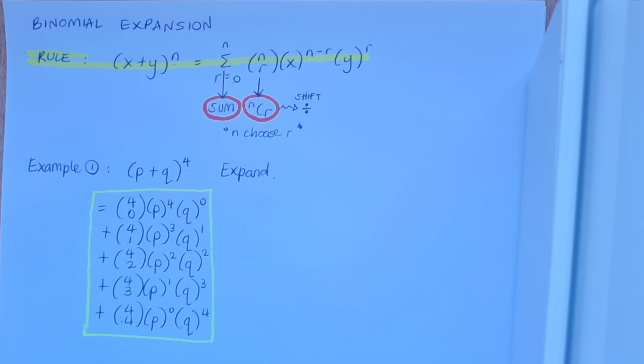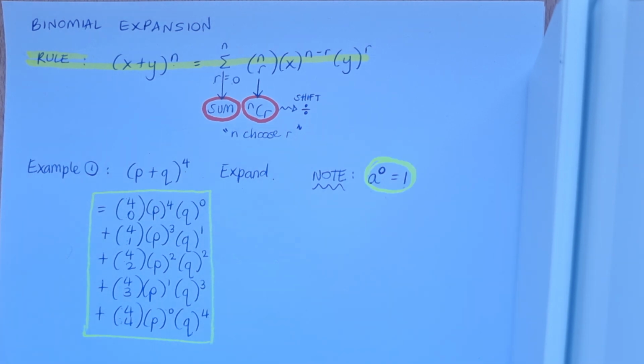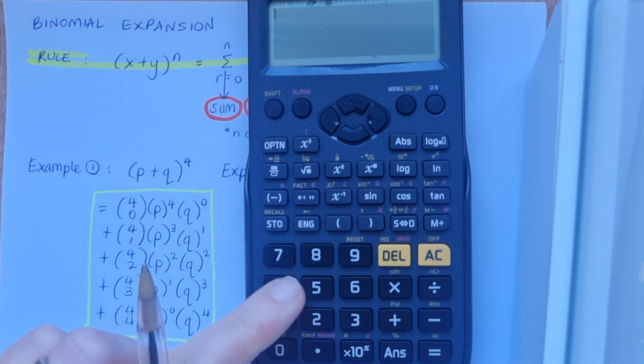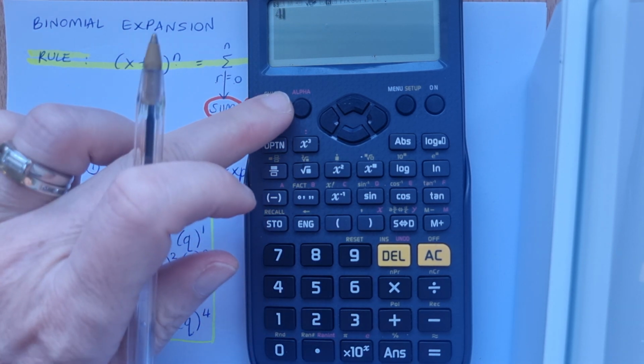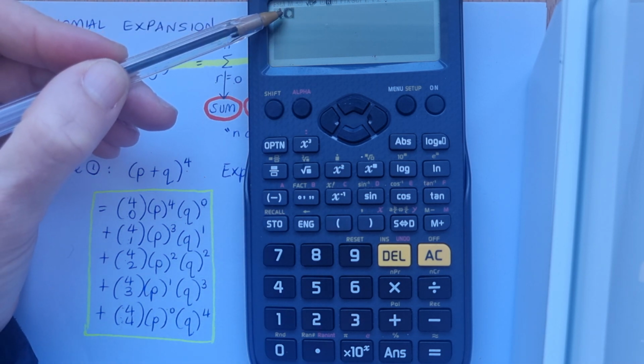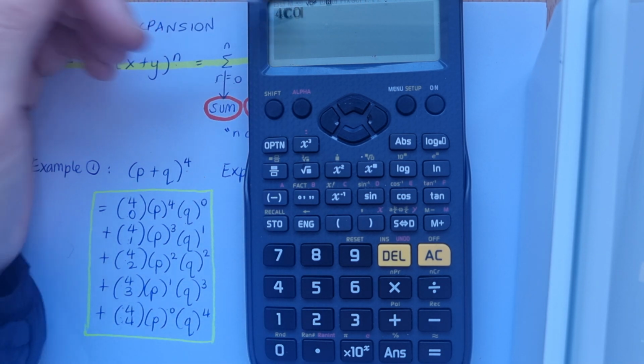An important fact to remember at this stage is that a to the power of 0 equals 1. Anything to the power of 0 equals 1. And I'll be using that rule straight away in my calculation because you can see here I've got a q to the power of 0. Okay, I'm going to use the calculator to work out 4 choose 0. So I'm going to type in 4, then shift, divide, and you can see on my screen there's a C comes up there next to the 4, and then 0, so I've got 4C0.